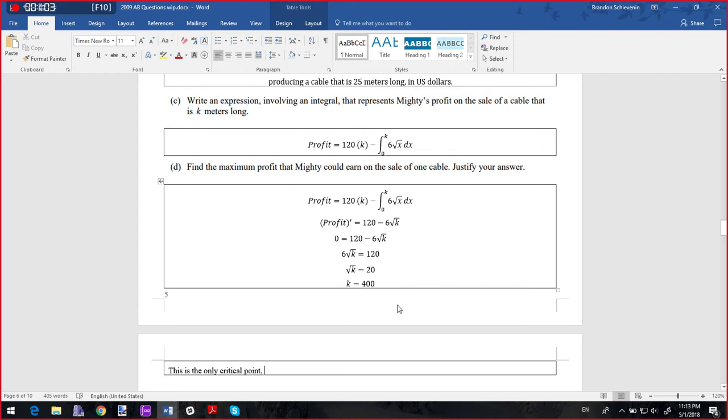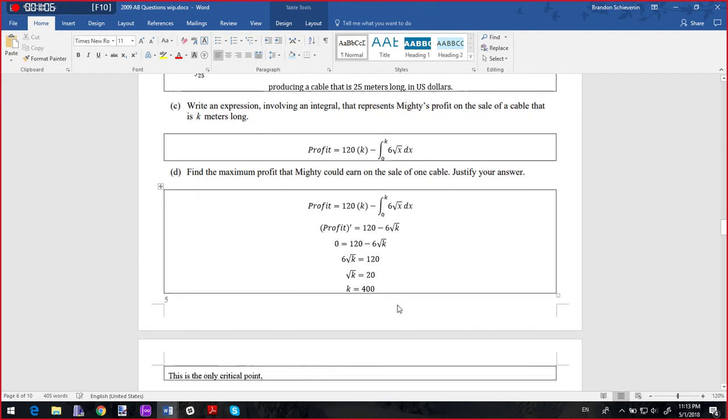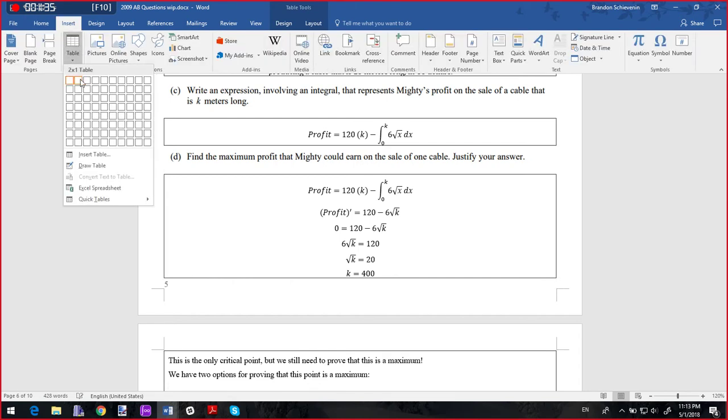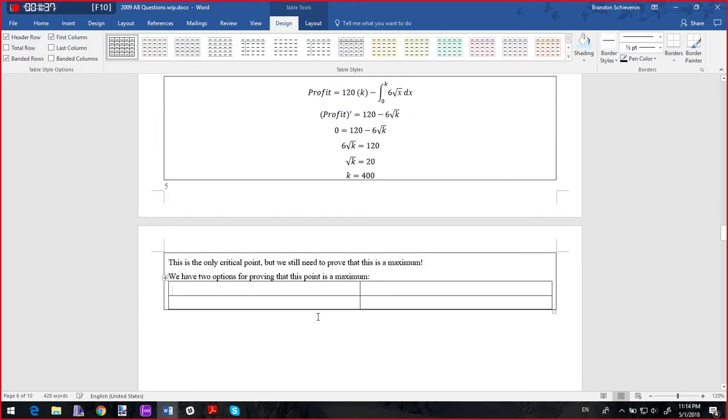Because we have not proven that it's a maximum. So there's two ways I could do that. I could either do a first derivative test or a second derivative test. We have two options for proving that this point is a maximum. Our two options are a first derivative test or a second derivative test, which would look something like this.